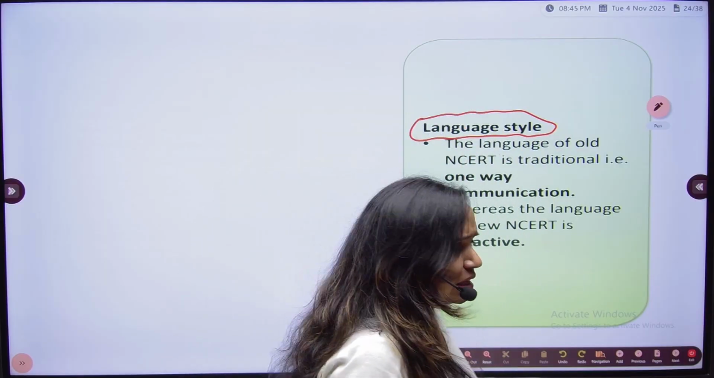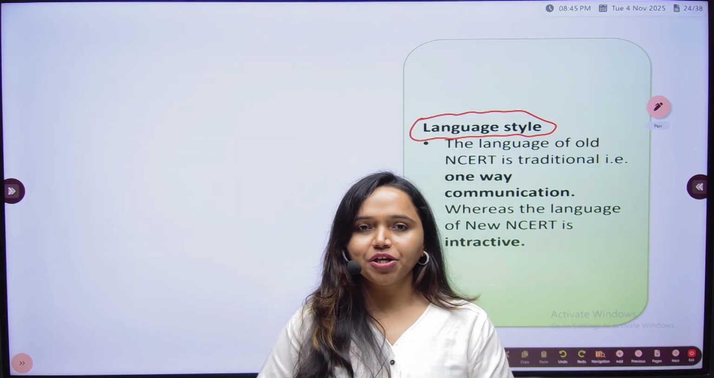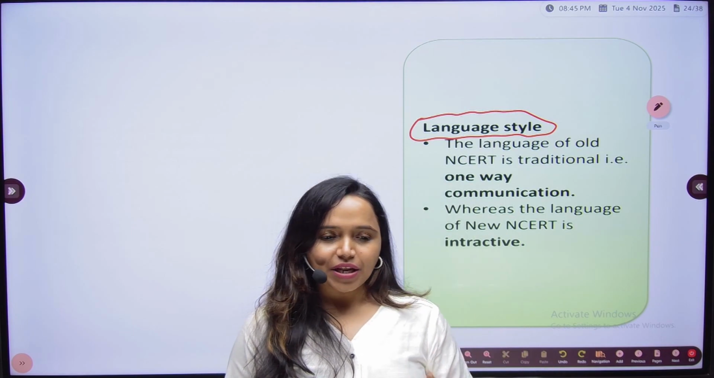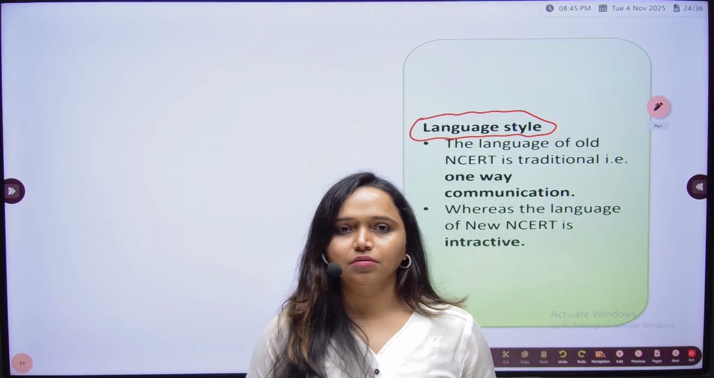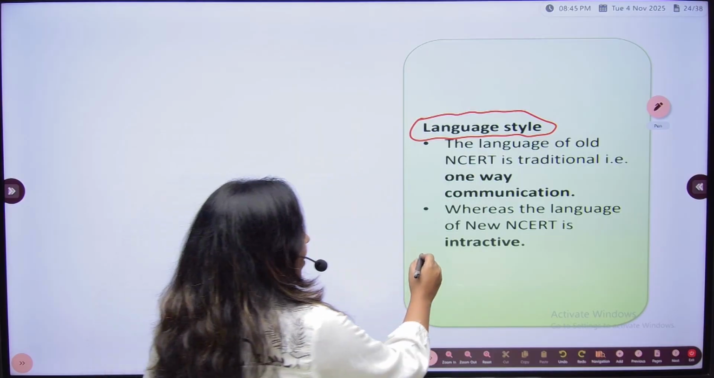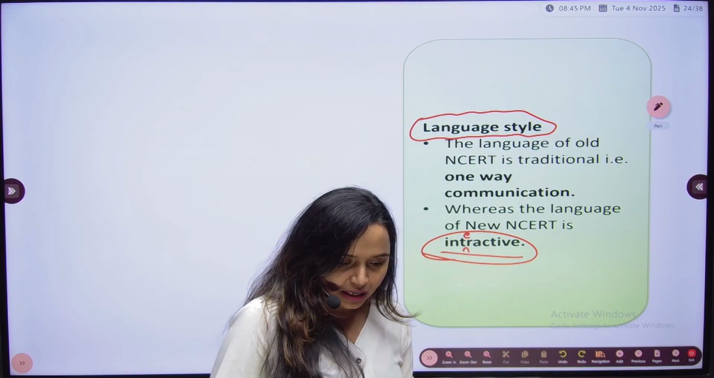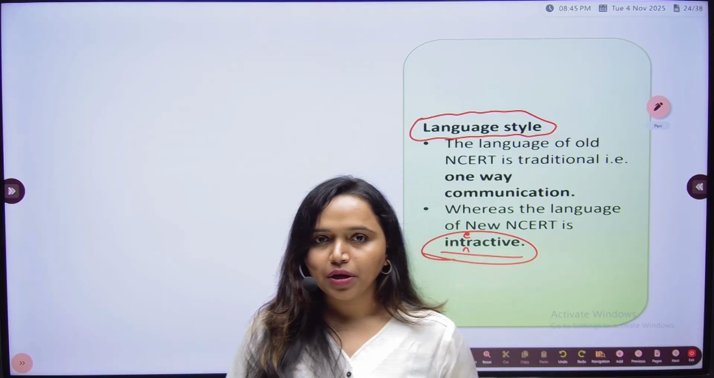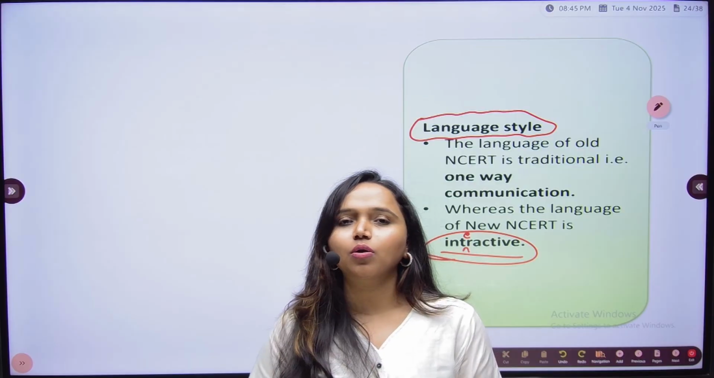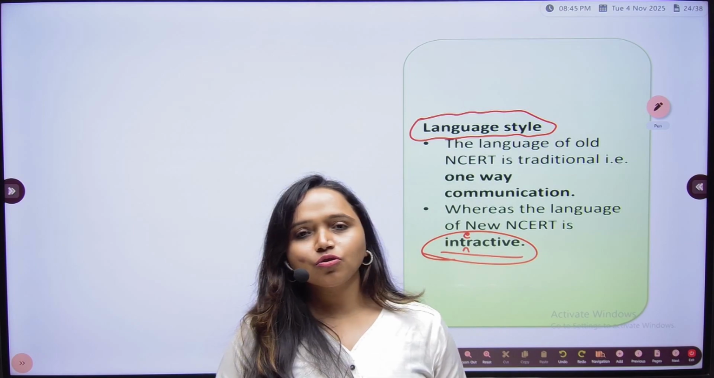When you look at the language of old NCERT, it is basically unidirectional or one-way communication. There is a certain paragraph and it is trying to tell you something, and that's it. There are very few chances of being interactive there, but the new NCERTs are very interactive, in the sense that they try to talk to you. They try to make your syllabus, your understanding, your learning more interesting and more fun based. Because it is always good to have fun while learning.